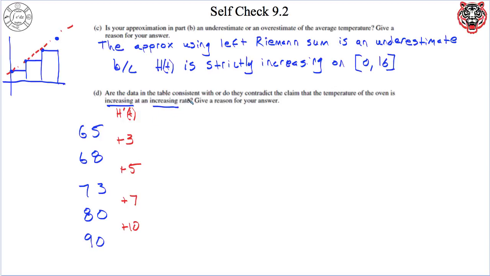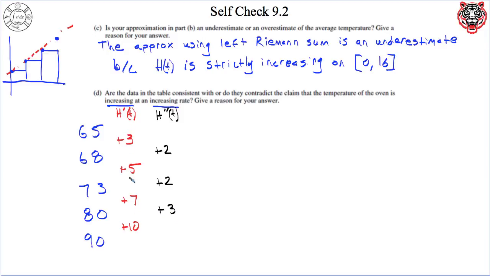At an increasing rate, that's really looking at the second derivative, the concavity of it. So I can look at these second differences by doing, I'll do this in a different color, h double prime of t, the second differences. So to get from 3 to 5, I'm looking at the differences of the differences. I had to add 2. From 5 to 7, I had to add 2. 7 to 10, I had to add 3.